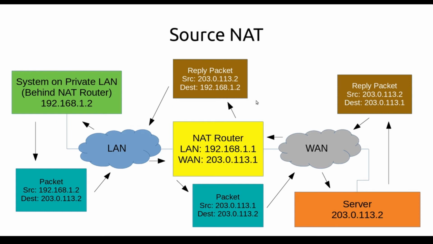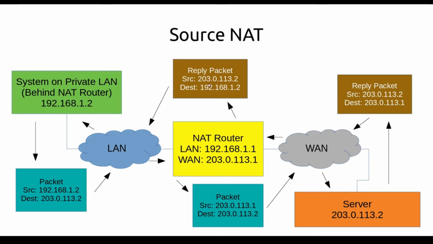So when this reply packet shows up at the NAT router, it looks up in a table of state information that it keeps and says, oh, okay, yes, I sent this packet out for 192.168.1.2, and I rewrote it. I did source NAT, rewrote its source address to go out over the internet. So this must be a reply associated with that original packet.